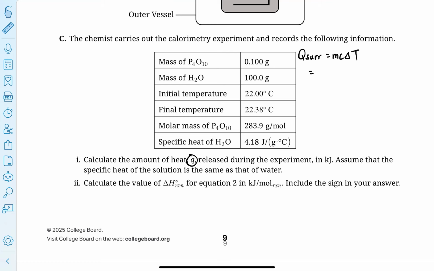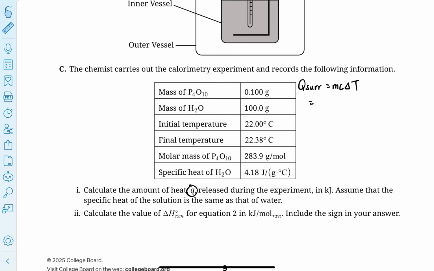We just have to be careful because the surrounding is technically the water, but the P4O10, when you put that in the water, that becomes part of the solution. And in the question, it says that we're going to also use the specific heat of the solution. So that means I need to add up the two things to give me a mass value of 100.1 grams. The specific heat capacity C is, again, I'm going to use of the water. So 4.18 joules per gram degree Celsius. And then the temperature, delta T, is final minus initial. So that would be positive 0.38 degrees Celsius.